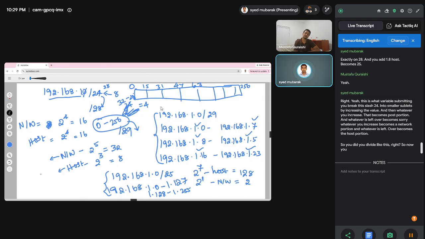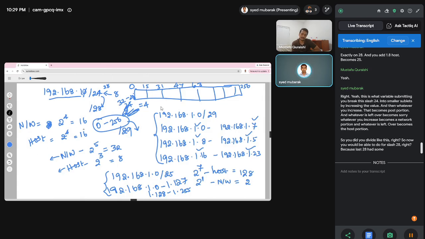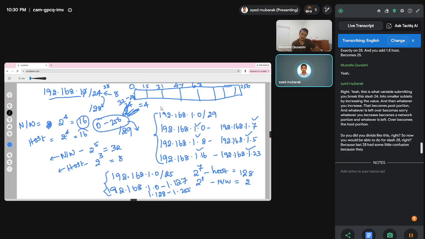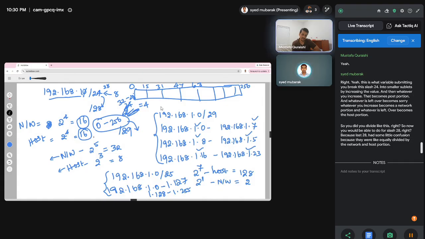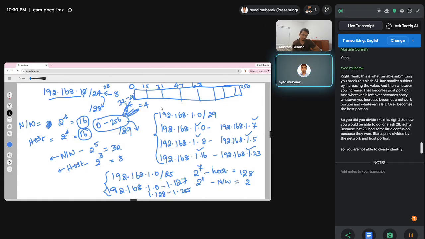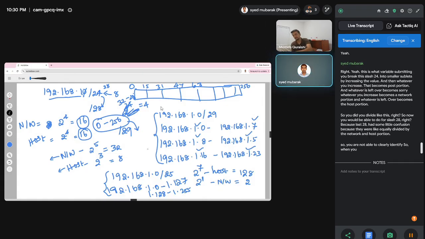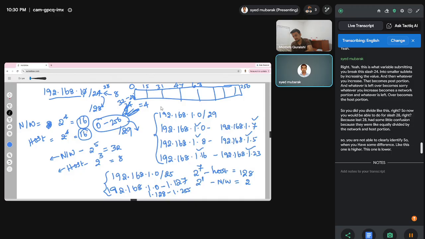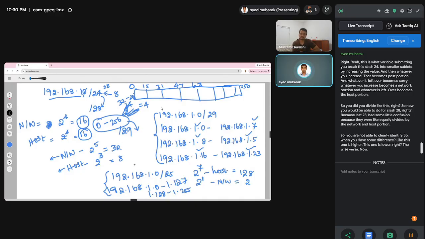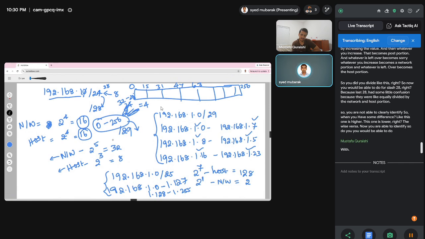So now you would be able to do it for slash 28, right? Because slash 28 had some little confusion, as they were equally divided between the network and host portion, so you are not able to clearly identify. When you have some difference, where this one is higher and this one is lower, or vice versa, now you are able to identify. So you would be able to do this for slash 28 also, right?